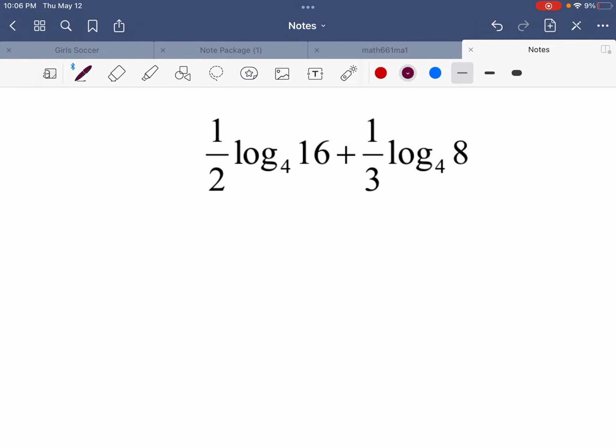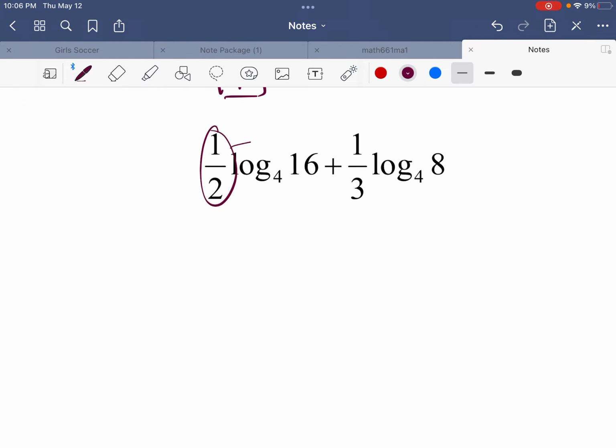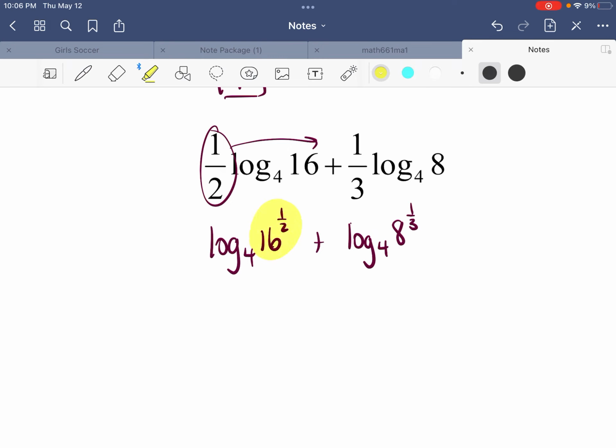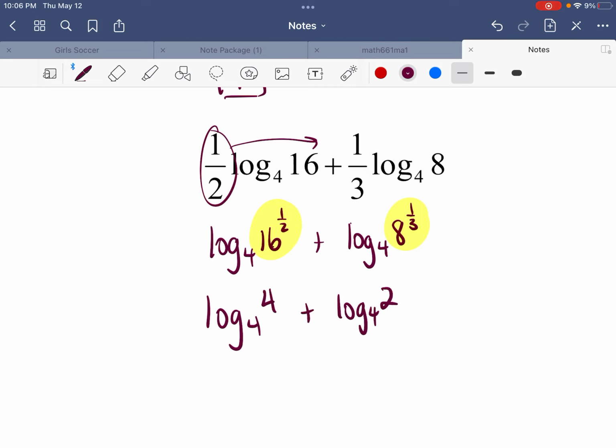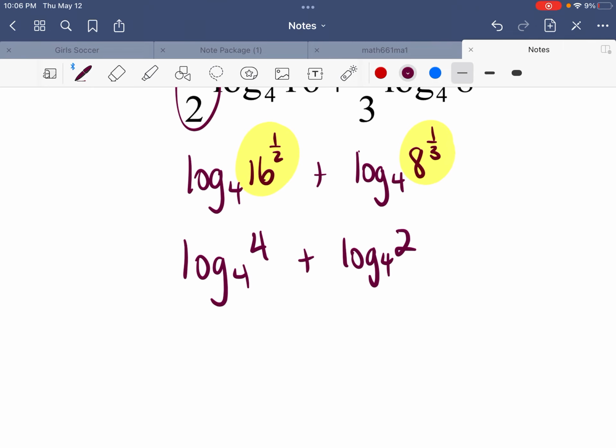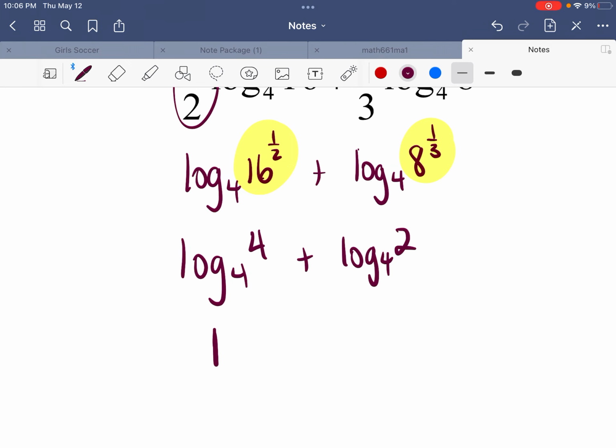All right, getting a little bit more complicated. First of all, let's bring up our coefficients and make them exponents. And you can actually evaluate 16 to the half and 8 to the 1/3. Okay, so we get log base 4 of 4 plus log base 4 of 2. Now, log base 4 of 4 just simplifies to 1.